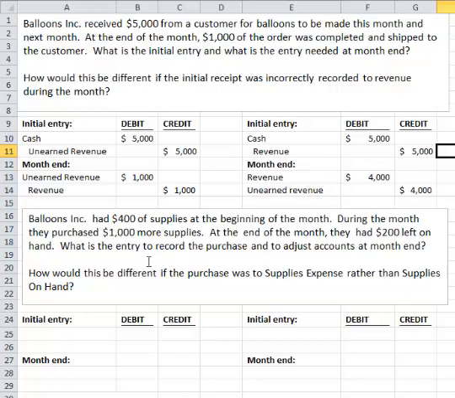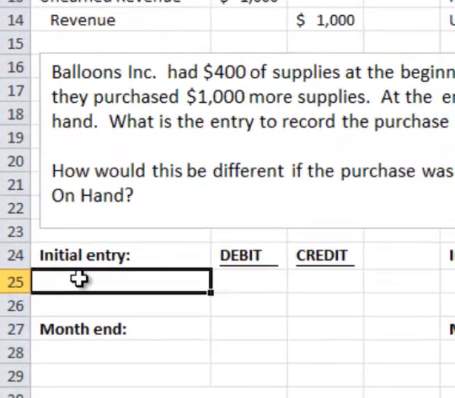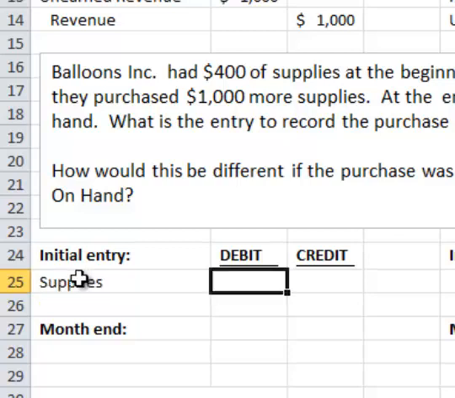Let's try the supplies adjusting entry. Balloon Inc. had 400 of supplies at the beginning of the month. They purchased another 1,000. At the end of the month they had 200 left. What should we do? How should we record the purchase and adjust at month end? Okay, so we would debit the supplies account for the purchase and record the cash.